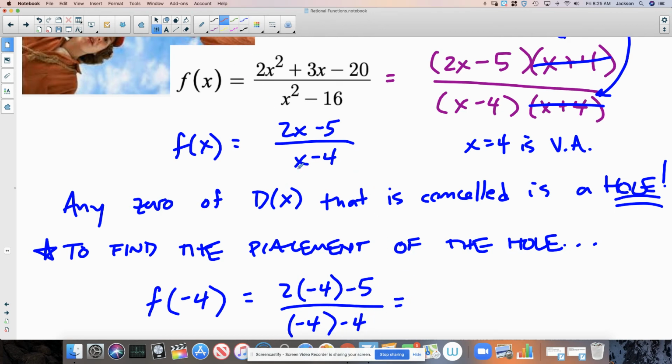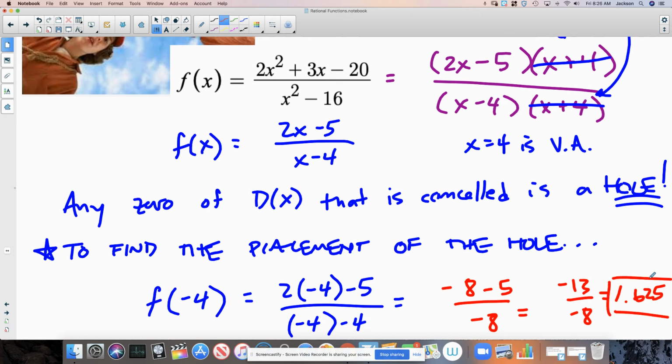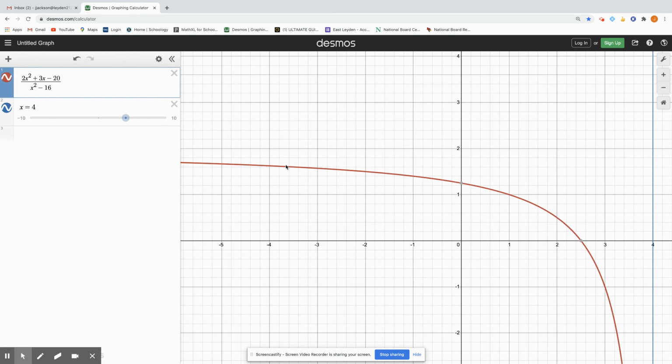But to figure out where the hole would have been, like what the y coordinate should have been for this, we can plug -4 in here. We get -8 minus 5 over -8, which is -13 over -8, which is 1.625. Okay, positive 1.625. So if you go back and look at this graph, at -4, look at the y coordinates, 1.608. Here's me approaching -4, 1.618, 1.619, 1.62, 1.621, 22, 23, 24. And then when we get to 1.625, that's a round.